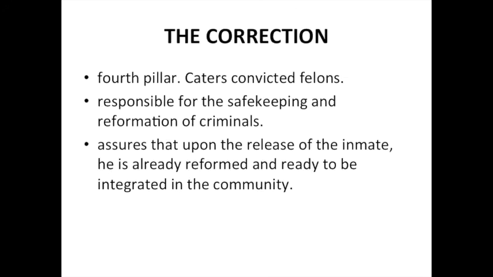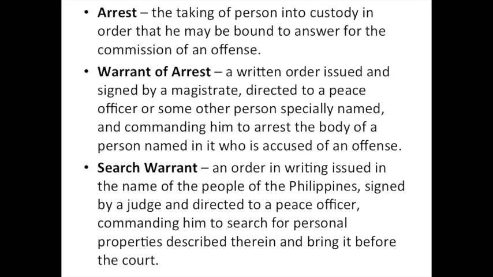The correction. Okay. Dito naman sa court pillar, dito nangyayari kung guilty ba ang isang tao o hindi. Okay? So, medyo importante talaga yung role ng korte kasi mahirap naman kung we can imprison an innocent person. That is why nandun yung prosecution para screening na din. Parang screening na din in order to lessen the chance of imprisoning an innocent person.